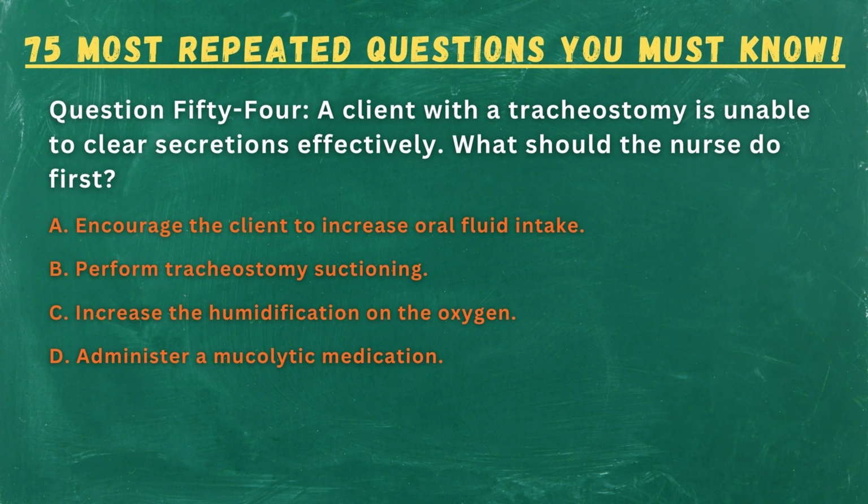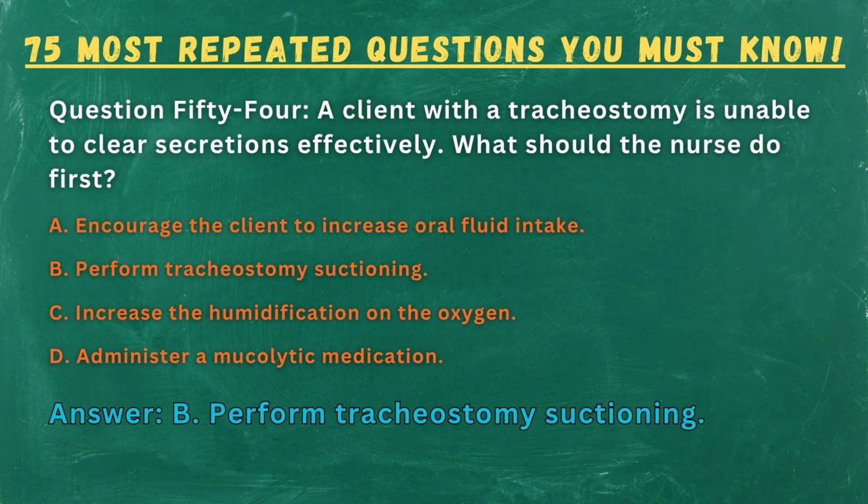Question 54. A client with a tracheostomy is unable to clear secretions effectively. What should the nurse do first? A. Encourage the client to increase oral fluid intake. B. Perform tracheostomy suctioning. C. Increase the humidification on the oxygen. D. Administer a mucolytic medication. Answer. B. Perform tracheostomy suctioning.